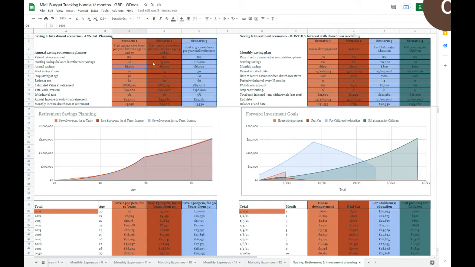So in all cases here, the actual contributions are the same. The assumed rate of return is the same, set at 8%. Obviously, this is very much open to your interpretation and your particular circumstances, access to investments, risk tolerance, etc. But 8% is a not unreasonable sort of long-term expectation for global equity growth heavy portfolios.